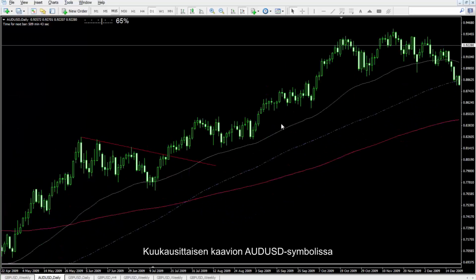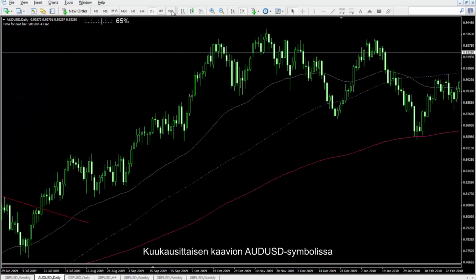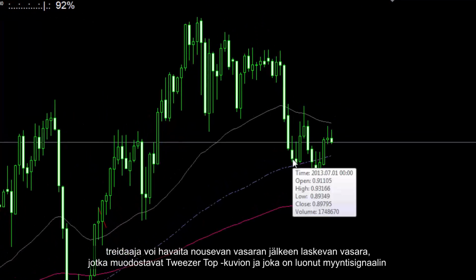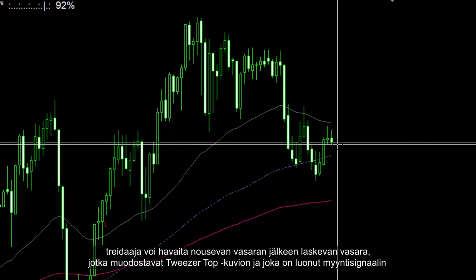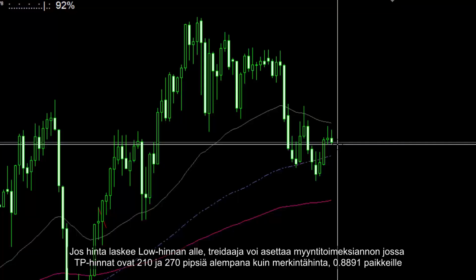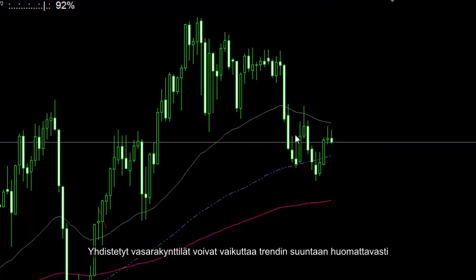On a monthly chart of Australian against US dollar symbol, a trader can detect a bullish hammer followed by a bearish hammer, created a tweezers top pattern, which has generated a sell signal. So, if a price decreases under the low price, then a trader can place a sell order with TP prices 210 and 270 pips lower than the entry price, around 0.8891. Connected hammer candles can affect trend direction considerably.